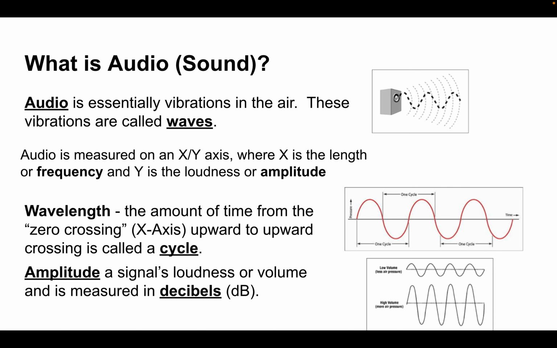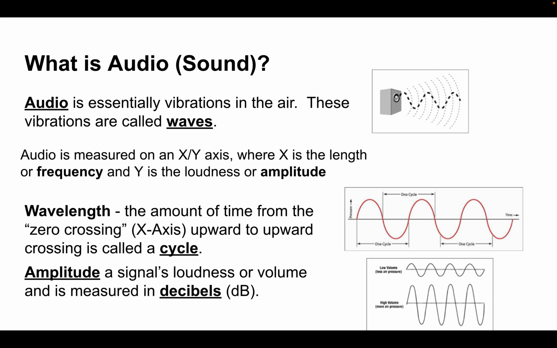Whenever we talk or bang on a drum or strum a guitar, we are creating vibrations in the air. We are disrupting the relative calm of silence. These vibrations are called waves. Audio, or these waves, are measured on an XY axis, where the x-axis is frequency and the y-axis is the loudness or amplitude of our signal.